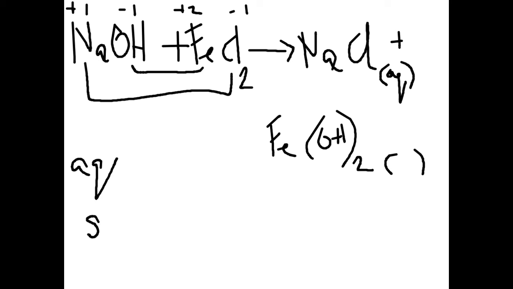Do we have nitrates, bicarbonate, or chlorate in iron oxide hydroxide? No, the rule does not apply. Move to the third: halides, like fluoride, bromide, and iodide, are soluble. Do we have one of those in iron hydroxide? No. Sulfates are soluble. Do we have a sulfate?